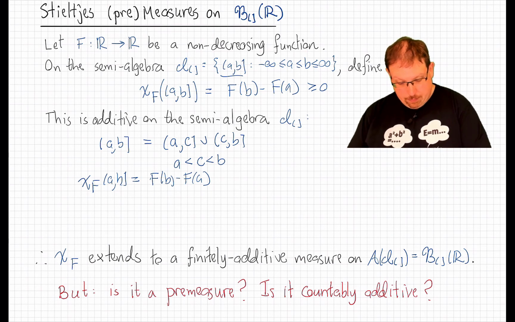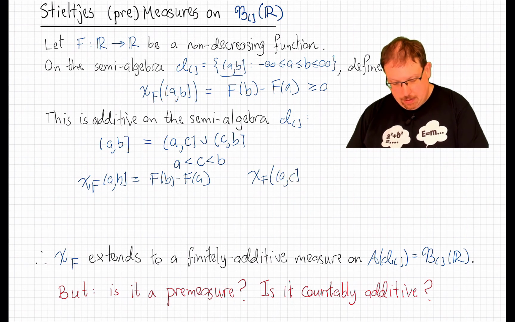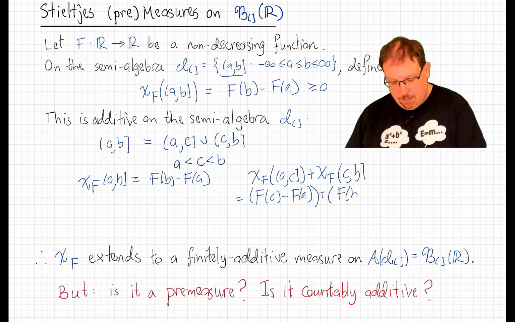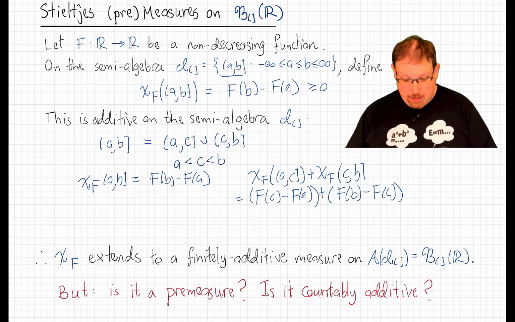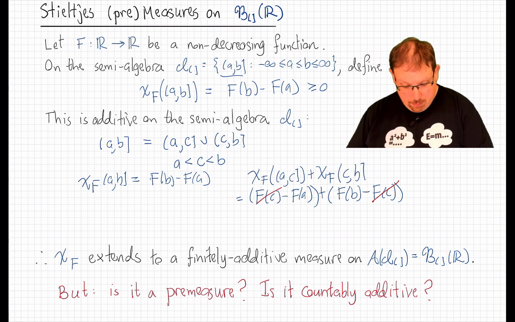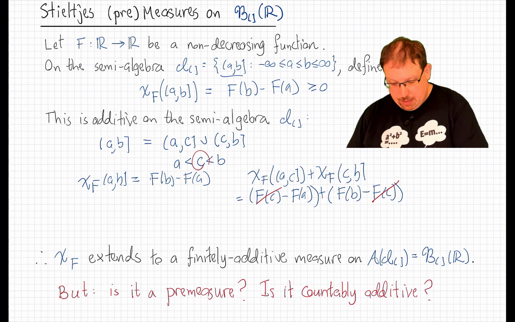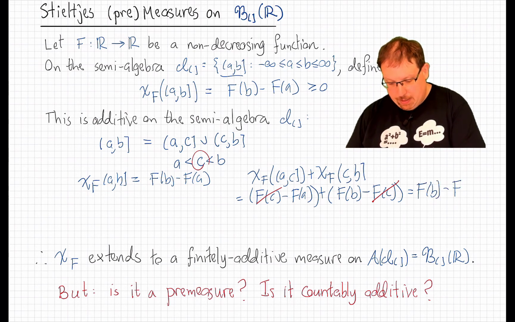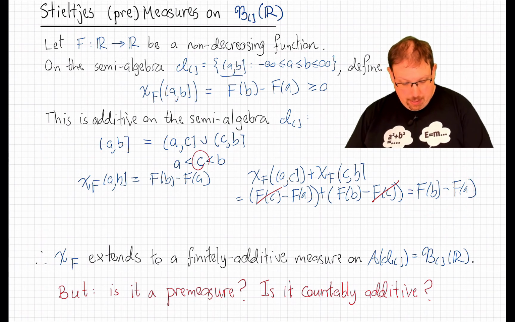On the other hand, if I take chi_f of each of the two terms in this sum, I get chi_f of (A,C] plus chi_f of (C,B], which is equal to f at C minus f at A plus f at B minus f at C. And now we simply note, like a good calculus student studying the fundamental theorem of calculus, that we get internal cancellation of the middle term, and the result is indeed f at B minus f at A, matching what we needed.